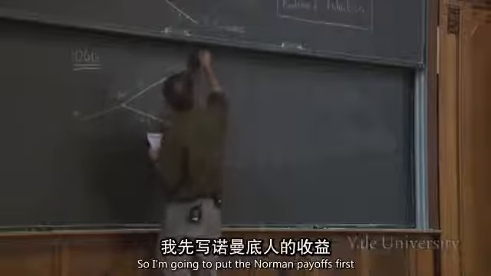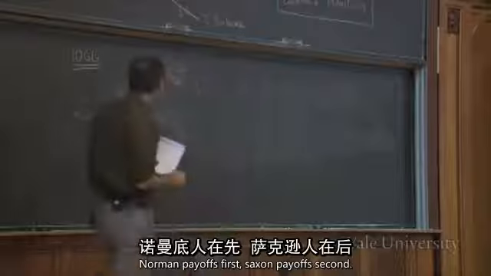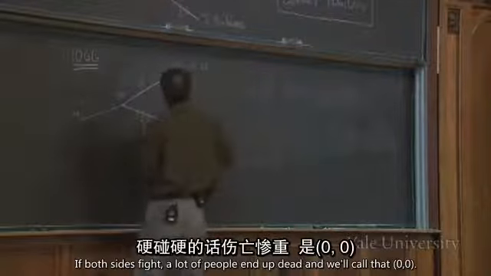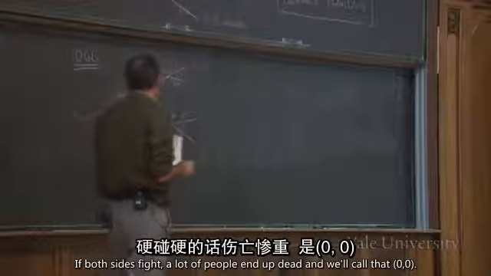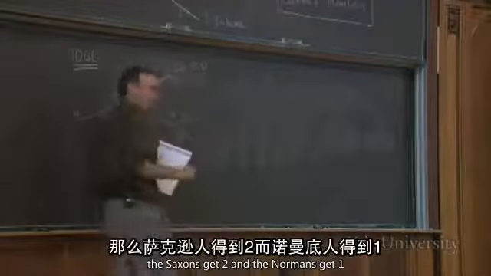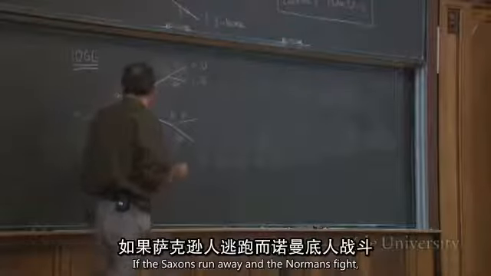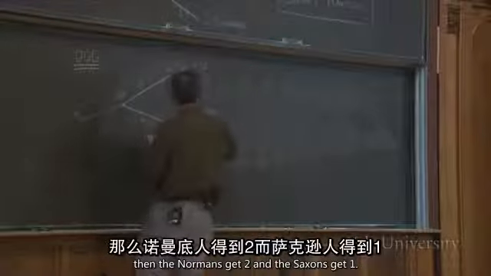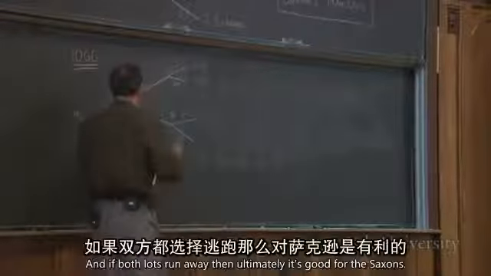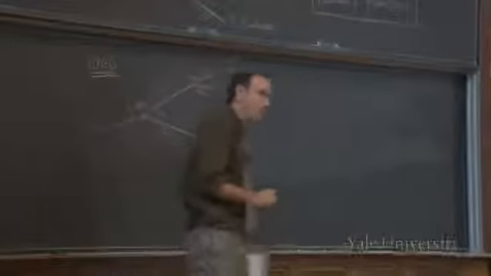So I'm going to put the Norman payoffs first and the Saxon payoffs second. Okay? All right? So the payoffs are going to be like this. If both sides fight, a lot of people end up dead, and we'll call that 0-0. If the Saxons fight and the Normans run away, the Saxons get 2 and the Normans get 1, because at least they're alive. If the Saxons run away and the Normans fight, then the Normans get 2 and the Saxons get 1. It just flips things around. And if both lots run away, then ultimately it's good for the Saxons. All right? So this is the game.